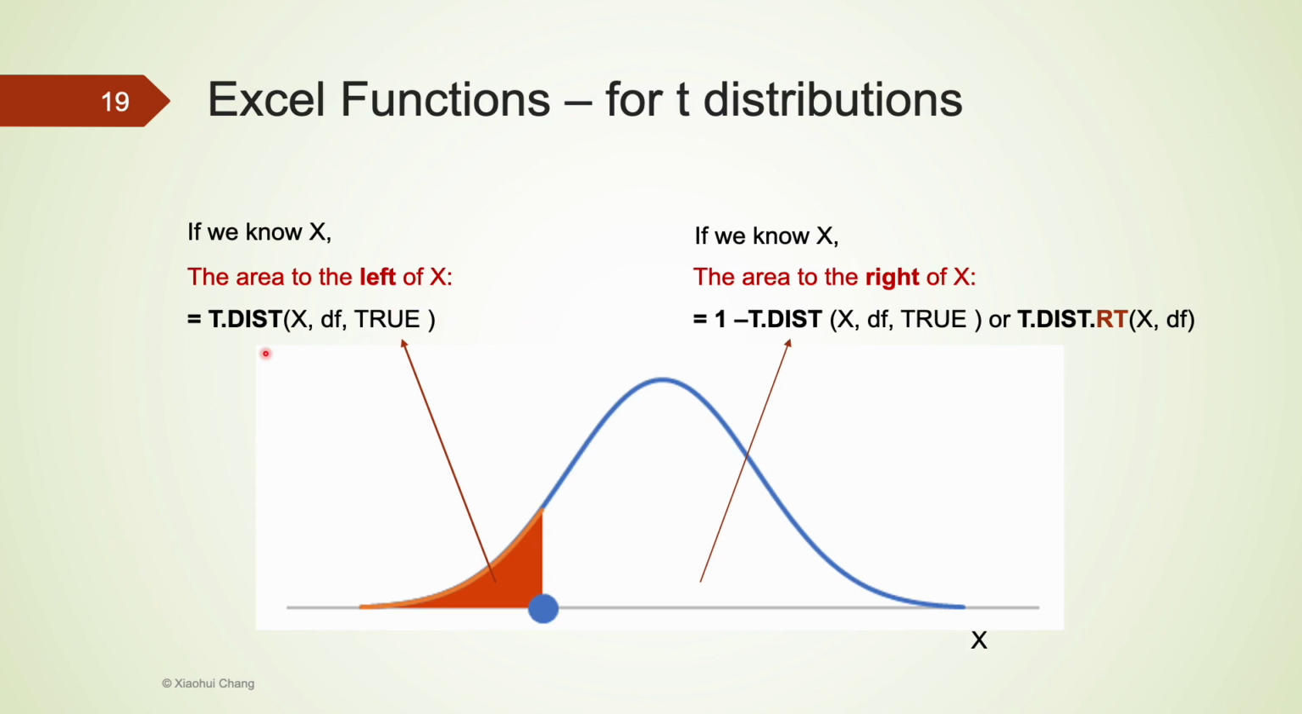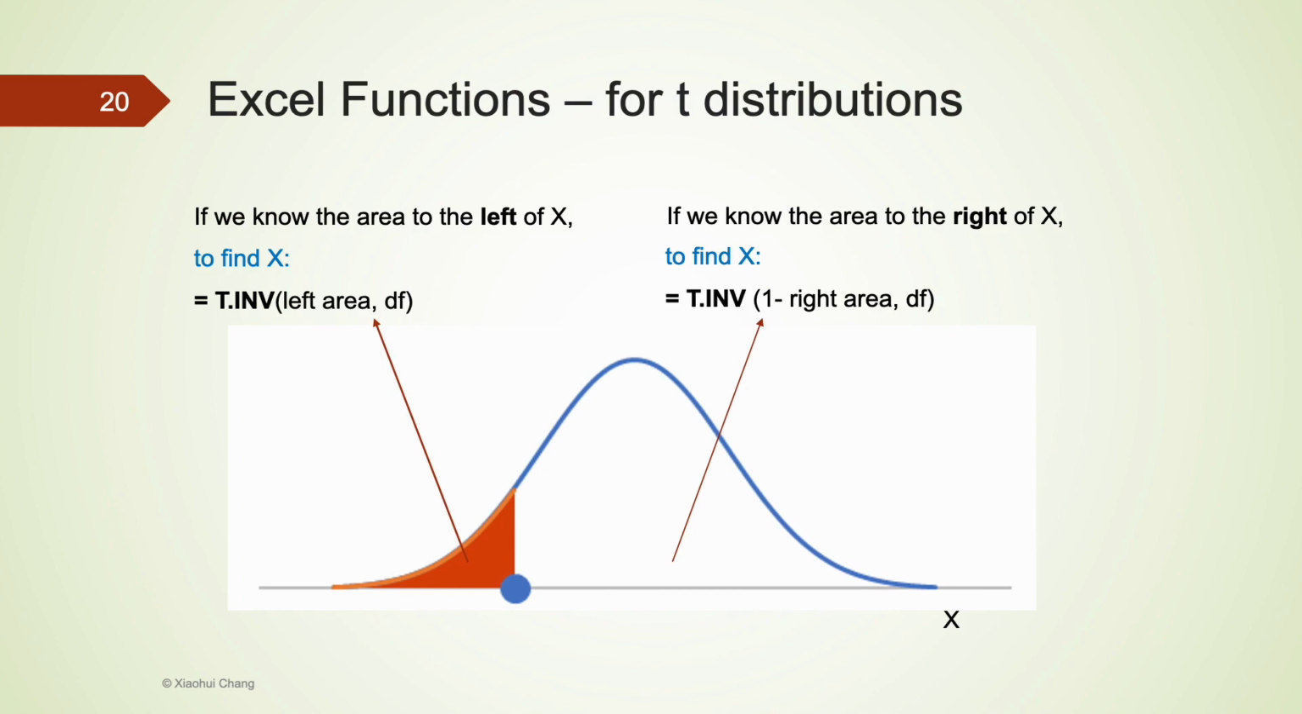T.DIST is useful when we know the value of x, as we have here, and try to figure out the area to the left of x, or maybe to the right of x, as we have seen here. When we find the area to the right of x, we could also use T.DIST.RT instead of 1 minus T.DIST. Here is the T.INV function that's very helpful when we know the area to the left or to the right of a particular x, and we try to figure out what x is.